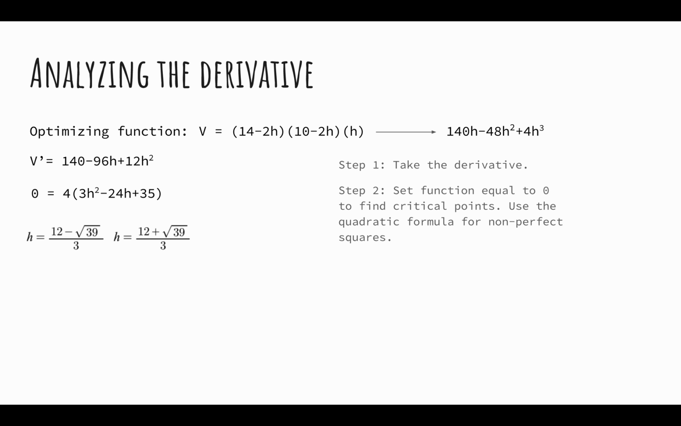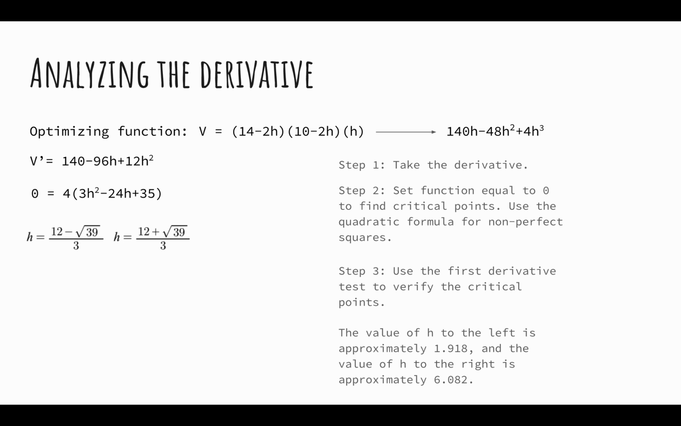Sometimes we get more than one critical value, but does that mean our function has two maximum values? No, it just means that the slope of our function changes from positive to negative and vice versa twice. We need to identify where the function changes from positive to negative to find the maximum value. We can do this by using the first derivative test. Surely enough, our value of 1.918 is in fact the critical point we're looking for.